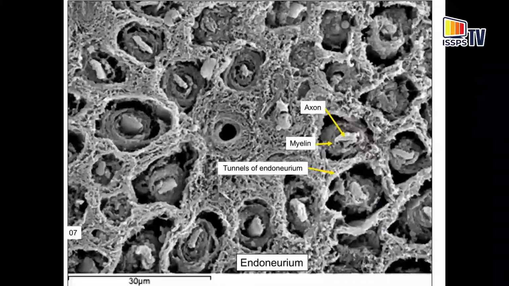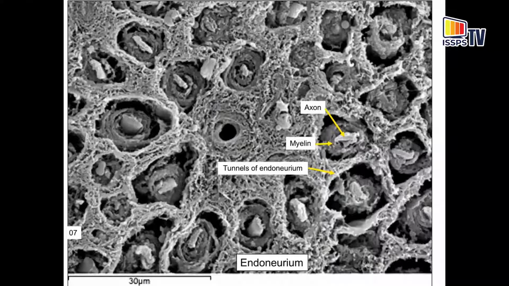Now, the same sample studied under scanning electron microscopy. Endoneurium forms a tunnel for each axon. These tunnels avoid electrical field interference. Endoneurium is compact, it is not soft.